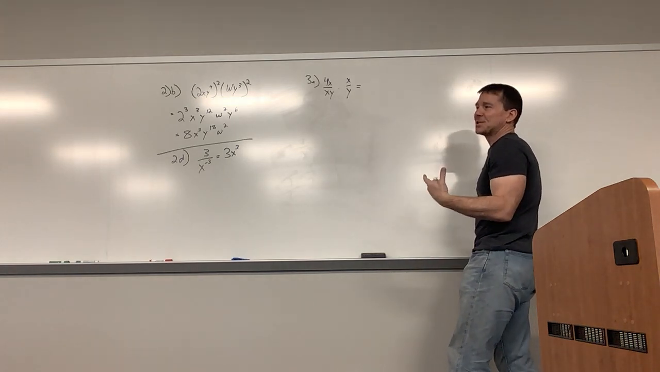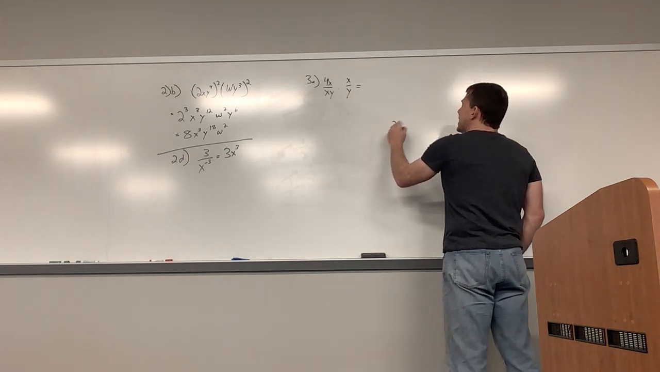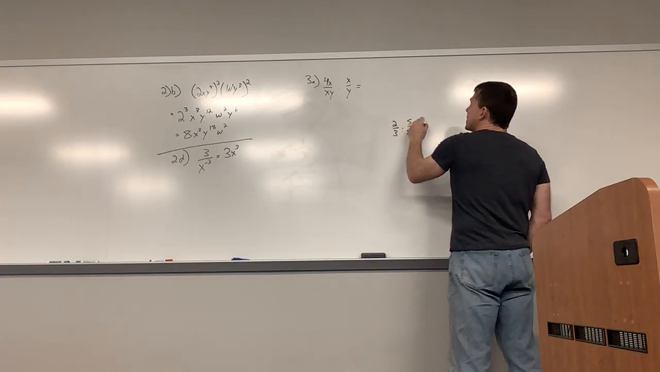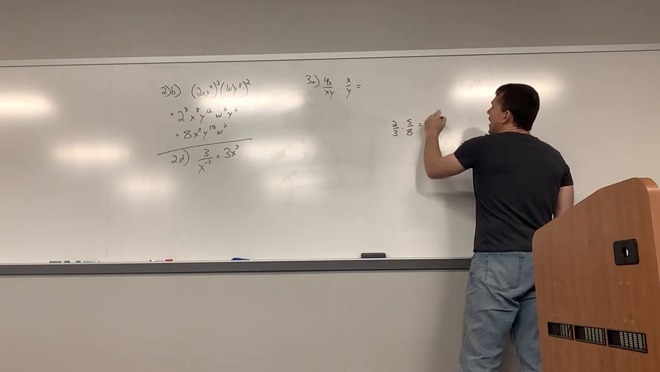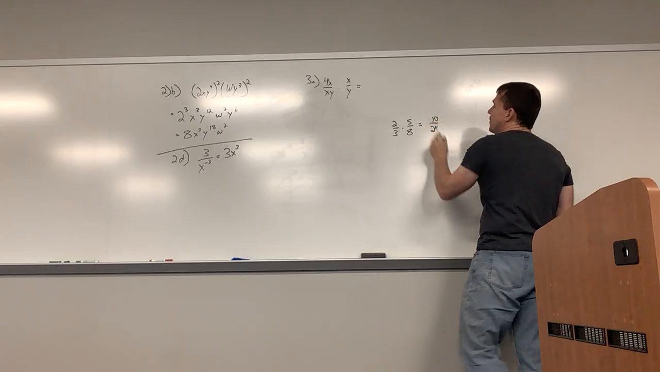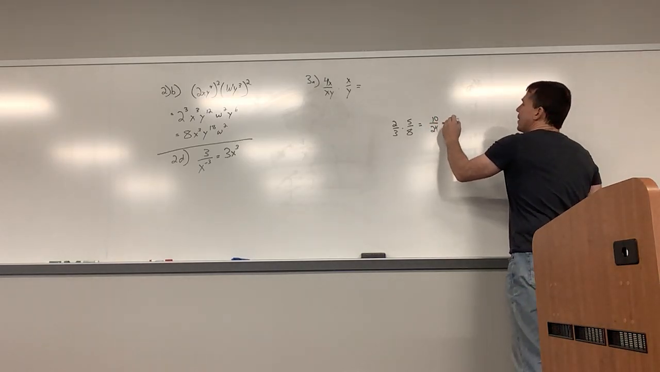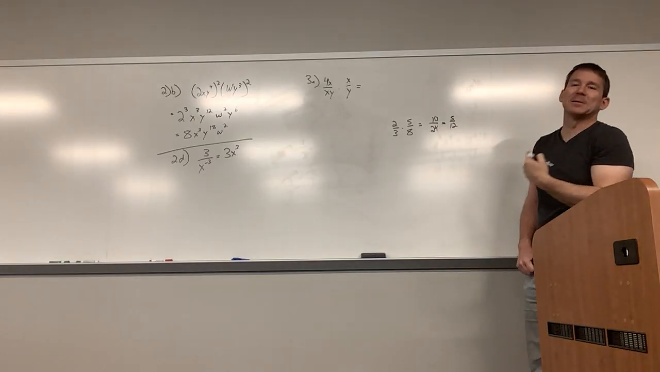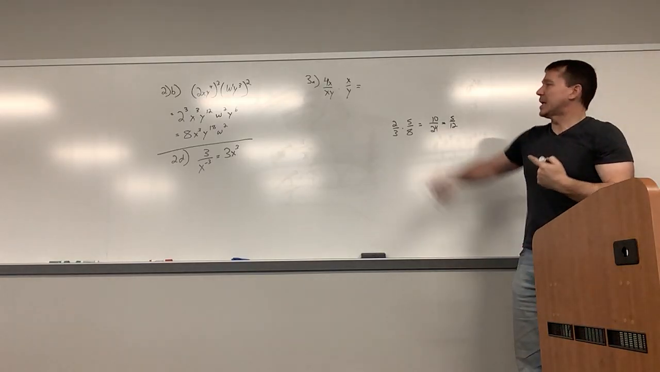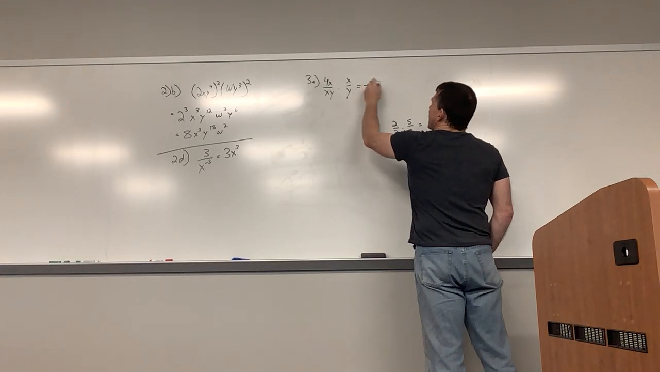You multiply fractions straight across. If I had 2/3 times 5/8, I would multiply. 2 times 5 is 10, 3 times 8 is 24. I get 10 over 24. And then I would divide each of them by 2 and get 5 over 12. That's my simplified answer.